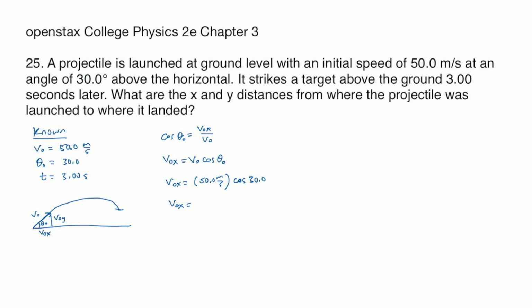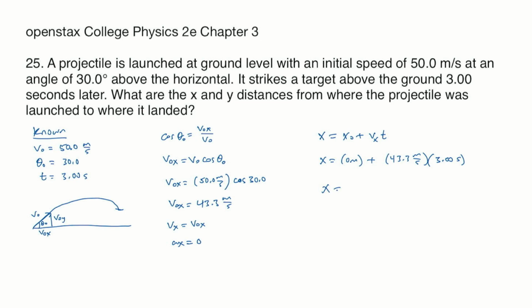V naught X is 43.3 meters per second. And we know that Vx is equal to V naught X because Ax is 0. There's no acceleration going on in the horizontal. And so X is X naught plus V naught X, or Vx, times t. All right, so X is 0 meters plus the 43.3 meters per second times the 3 seconds.